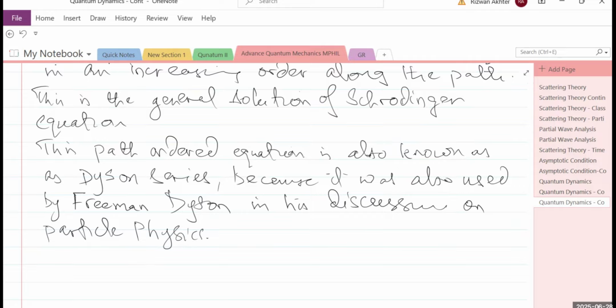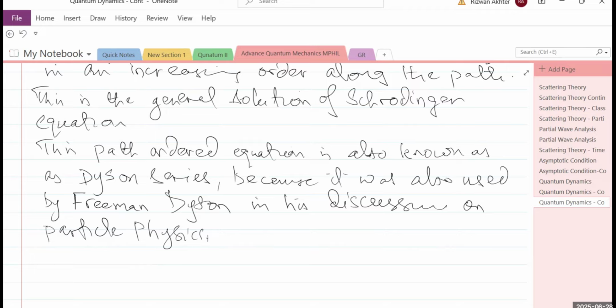So if we have a quantum mechanical problem and it is solved using the Schrödinger equation, then the most general solution of the Schrödinger equation is this unitary operator as a time ordered expression. So this is something which is very important. Let's return.